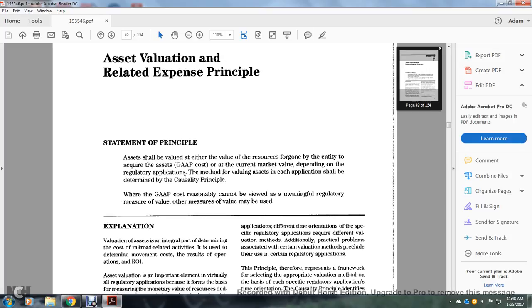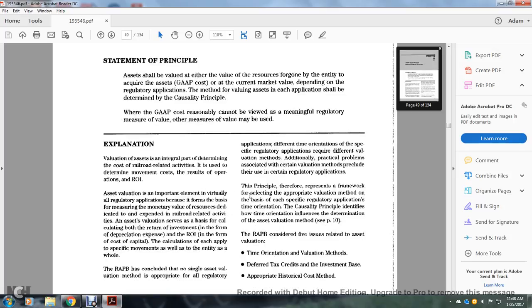The casualty principle, where the government accounting auditing principal cause responsible cannot be viewed with a meaningful regulatory measure of the value, the measure of the value may be used. Explanation: valuation of assets is an integral part of determining the cost of the railroad-related activities used for determining the movement of the cost and result with the operation of the return of the investment.